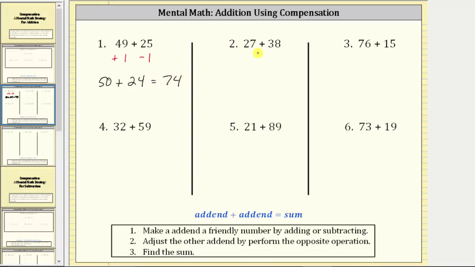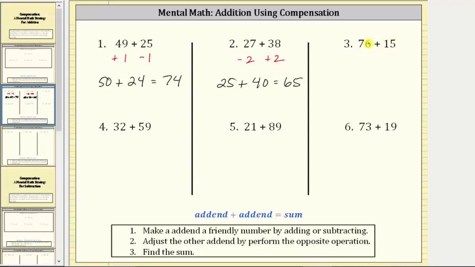For number 2, we have 27 plus 38. It does not matter which addend we make more friendly. This time let's focus on 38. The sum will be easier to determine if 38 was 40, and therefore we will add 2 to 38. If we add 2 to 38, we must perform the opposite operation on the other addend, which means we now subtract 2 from 27. 27 minus 2 is 25. 38 plus 2 is 40. The equivalent sum is 25 plus 40, which is equal to 65. Both sums are 65.